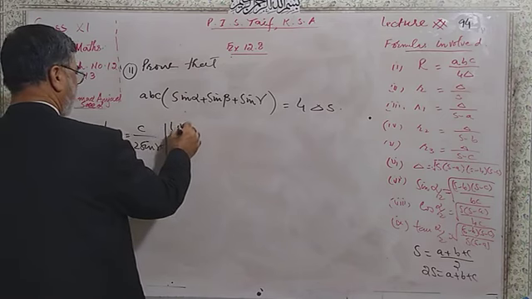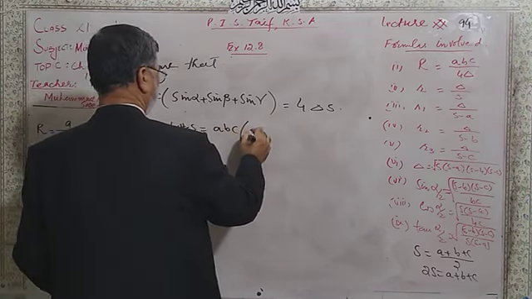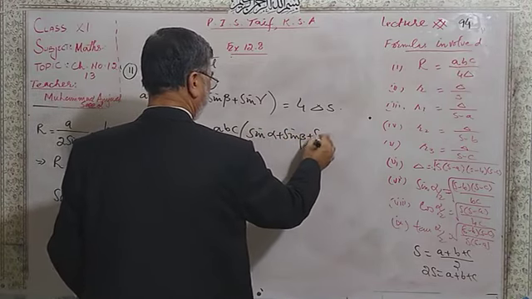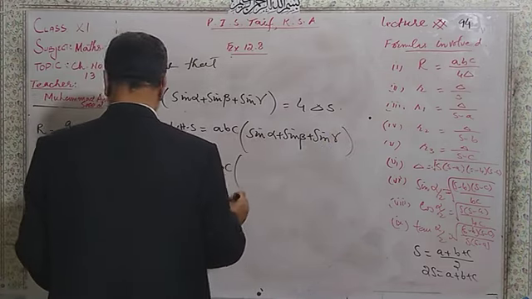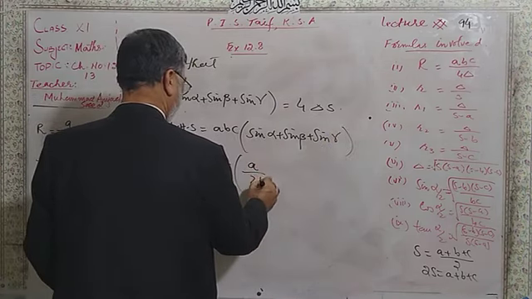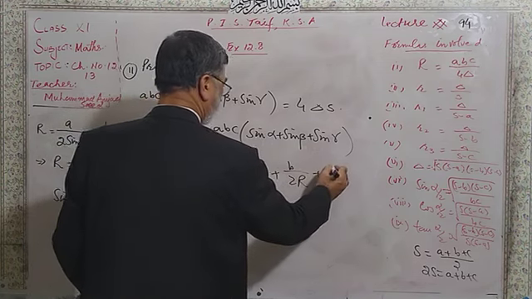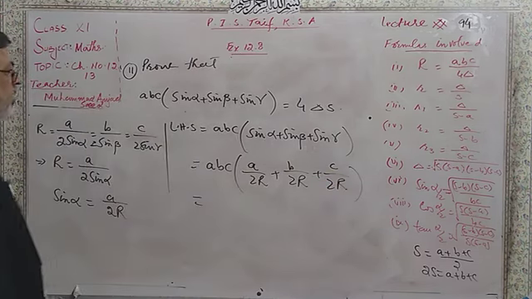Taking left hand side, ABC into sine alpha plus sine beta plus sine gamma. ABC into A over 2R, sine beta is B over 2R, and sine gamma is C over 2R.